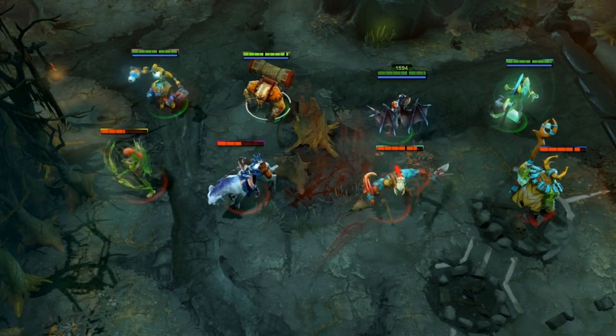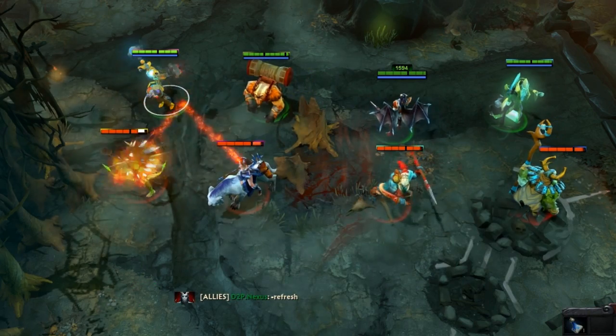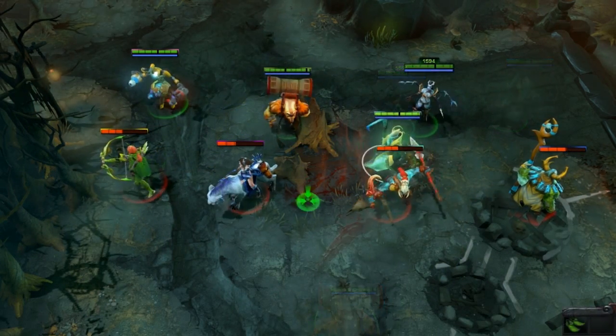These abilities include Queen of Pain's Scream of Pain, Tinker's Heat-Seeking Missile, Earthshaker's Echo Slam, and Necrolyte's Death Pulse.